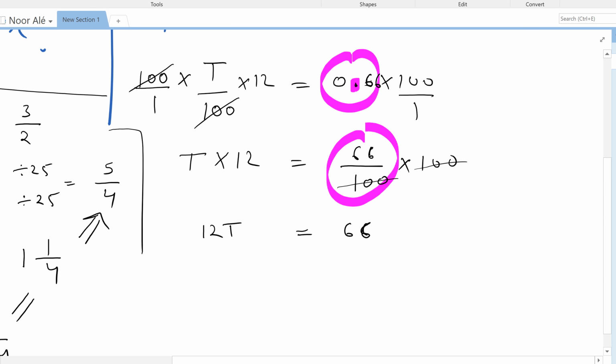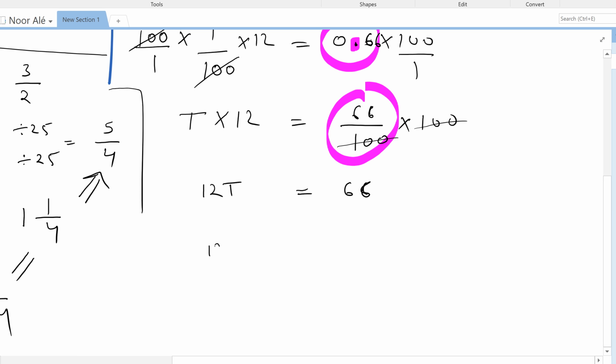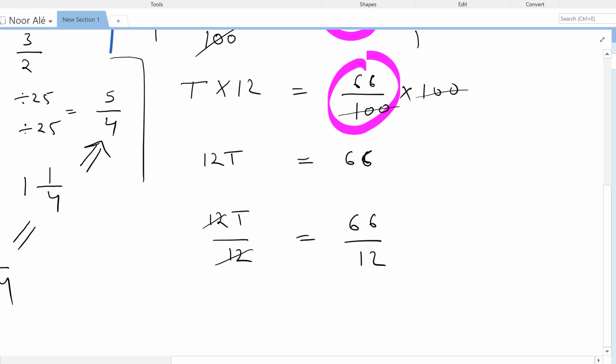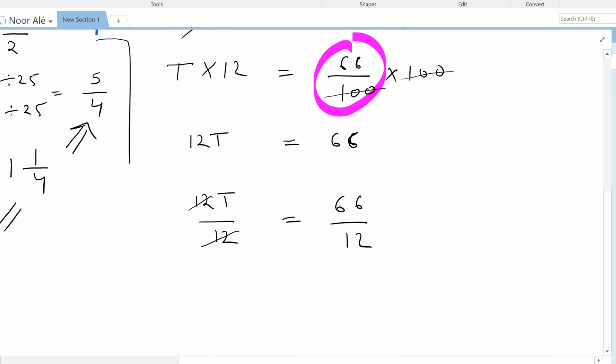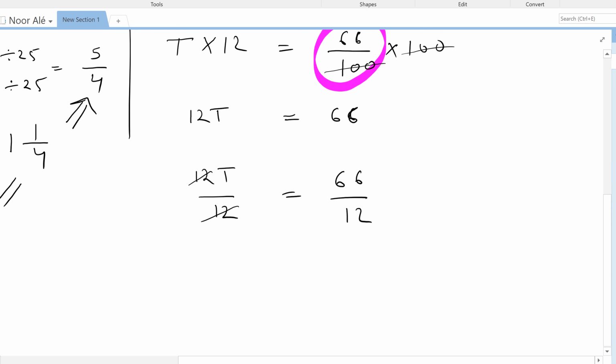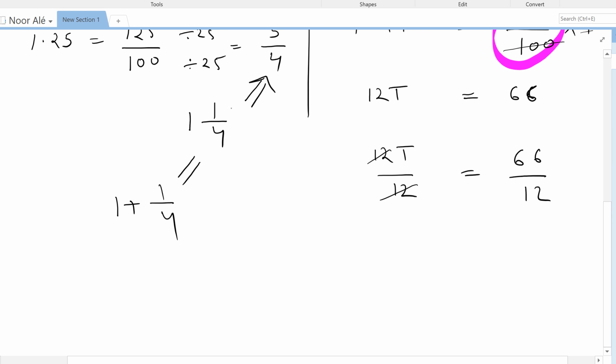So 0.66 is that, and after converting it to that form, we cancel out this 100 by that one, and now we have just 66. And in order to get rid of 12, we divide both sides by 12. So we do 12t over 12, and there we do 66 over 12. Now they cancel, and now we have 66 over 12. Now, if your answer is in decimal, we can convert it to the decimal. If your answer is not in decimal, but in a mixed number like that, we are also able to convert it to the mixed number.